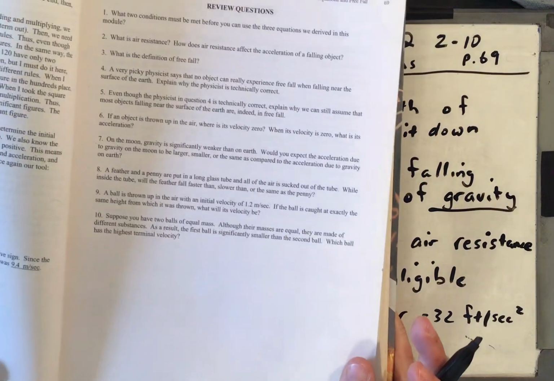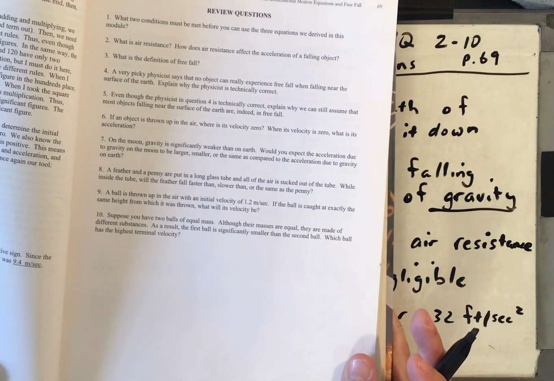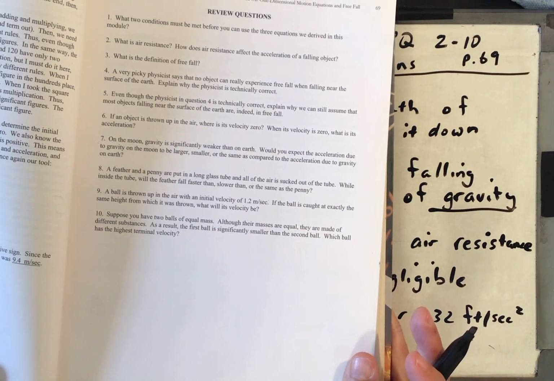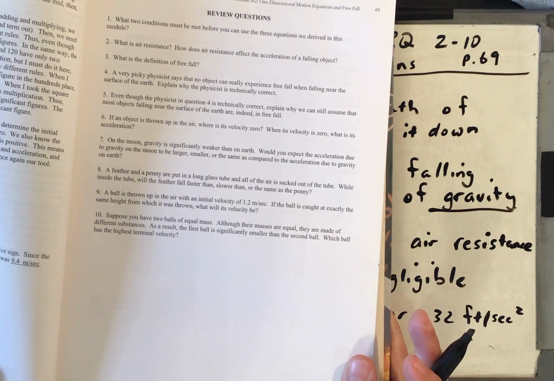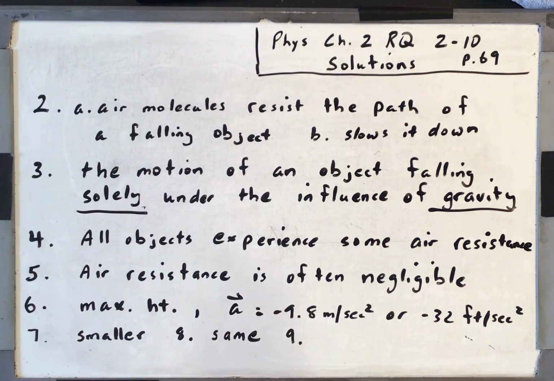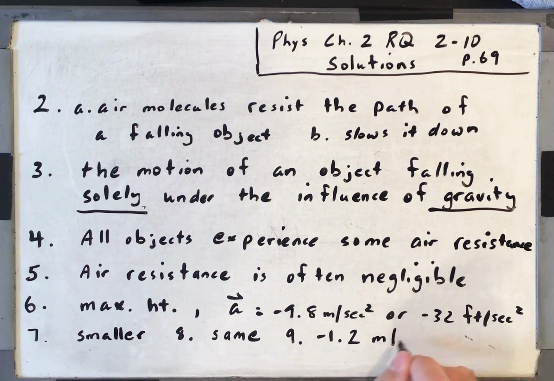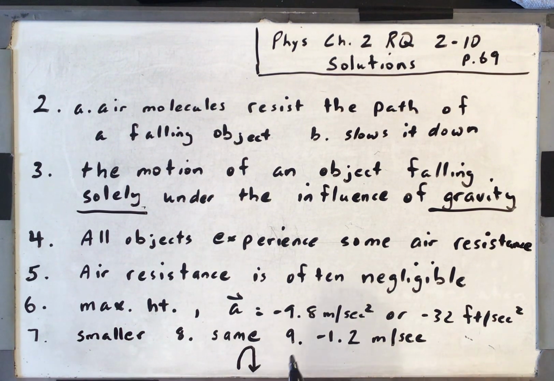Right, number 9 says a ball is thrown up in the air with an initial velocity of 1.2 meters a second. If the ball is caught at exactly the same height from which it was thrown, what will its velocity be? Well, it will be negative 1.2 meters per second. All right, remember the up and down illustration. If it goes up at 1.2, when it gets to that same spot, it'll be negative 1.2.